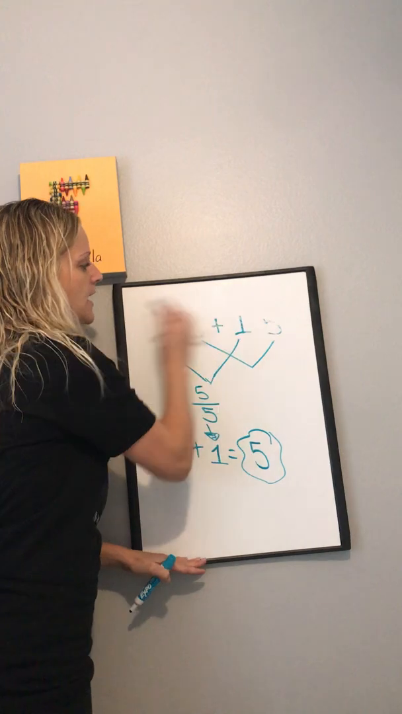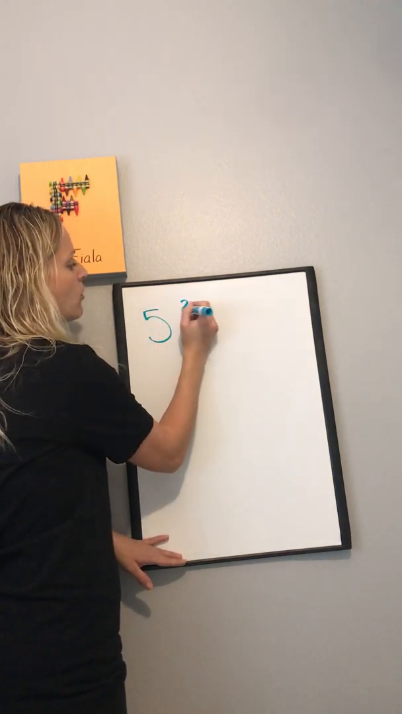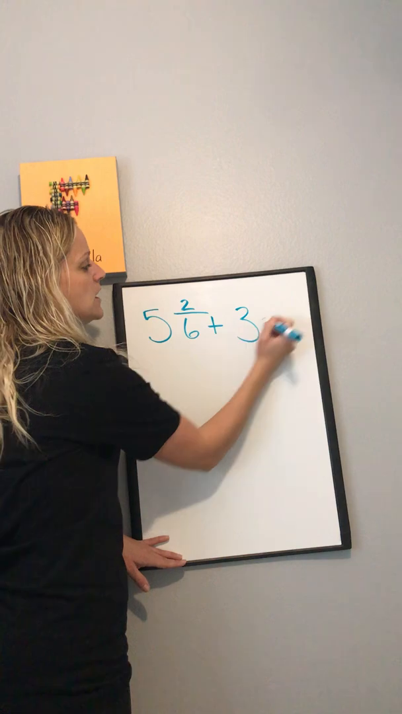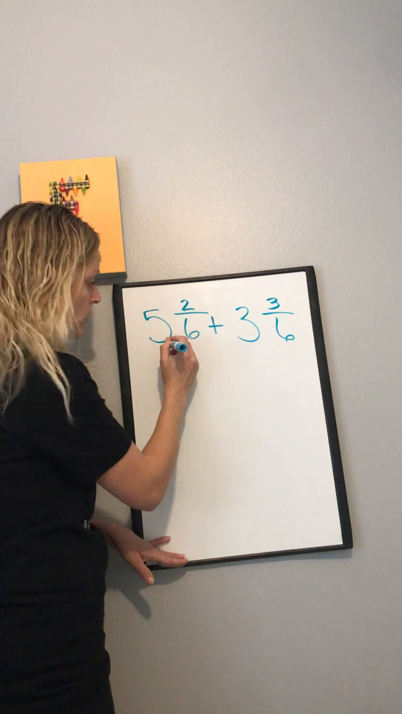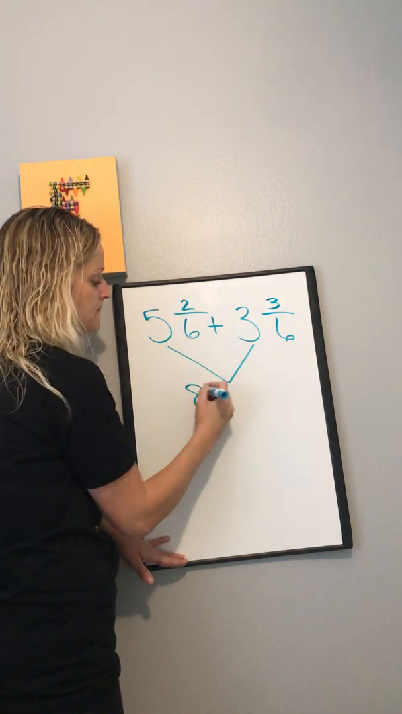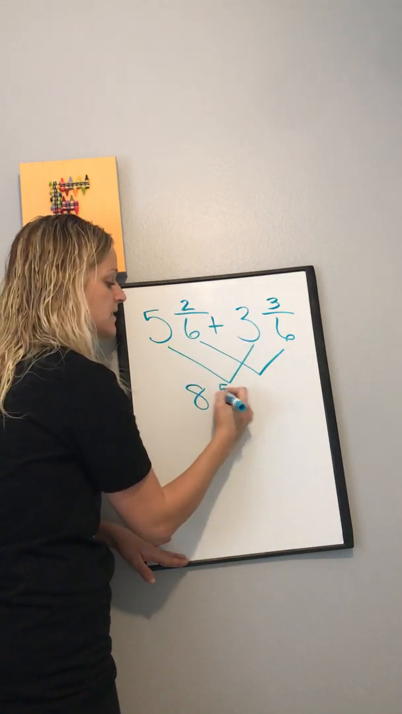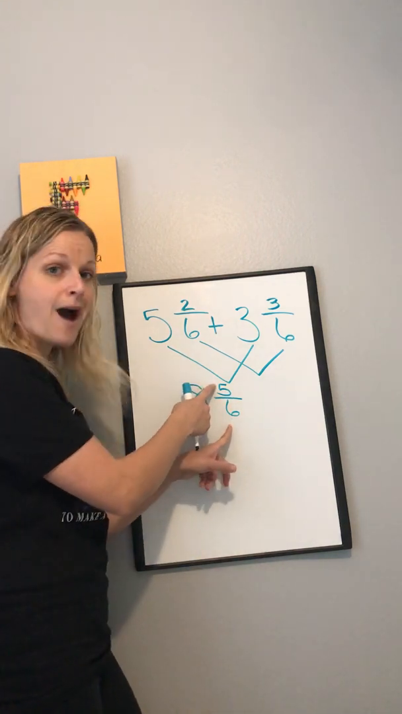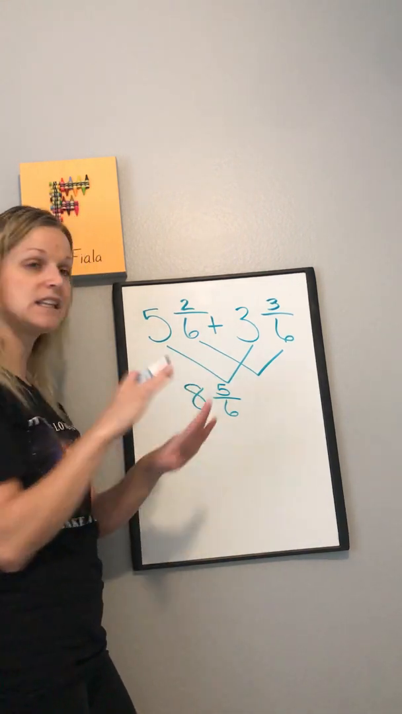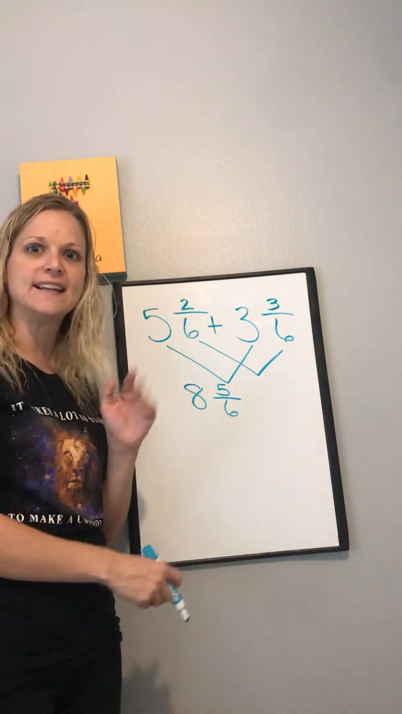Sometimes you might get an easy one where you do not even have to change an improper fraction to a mixed number. For example, if I have 4 and 2/6 plus 3 and 3/6. My first step, add my whole numbers. 5 plus 3 is 8. Second step, add my fractions. 2/6 plus 3/6 is 5/6. This is not an improper fraction. The top number is not bigger than the bottom number. So I can leave it like this, and that's my final answer, okay? Some of them are that easy, okay?